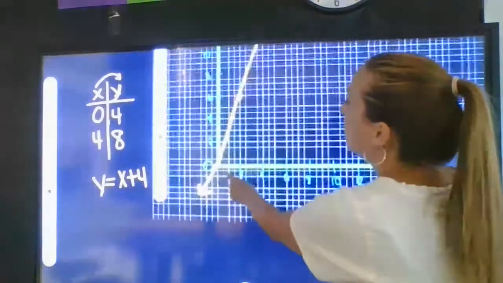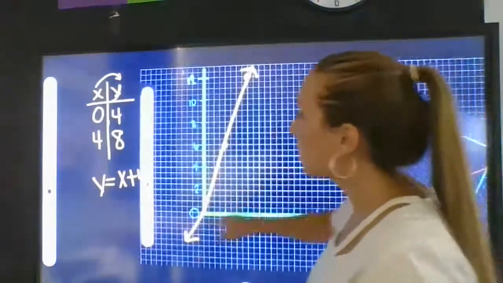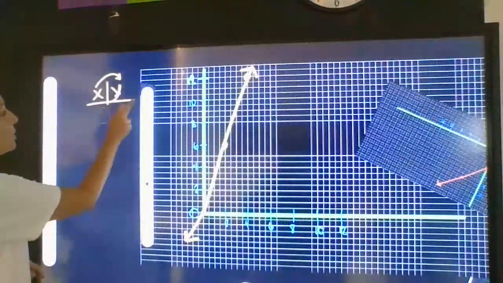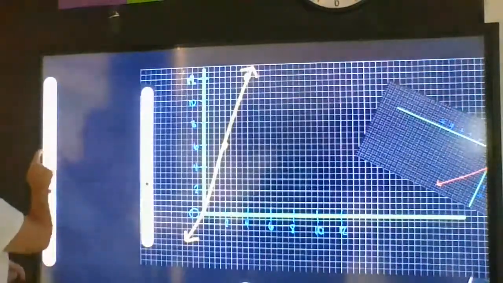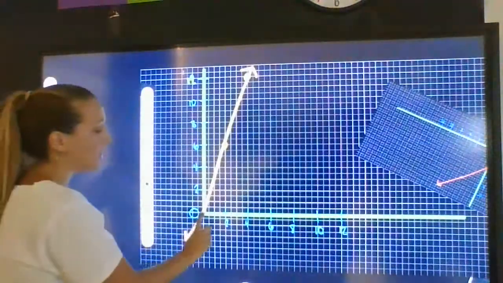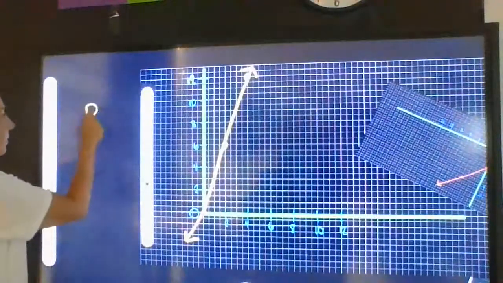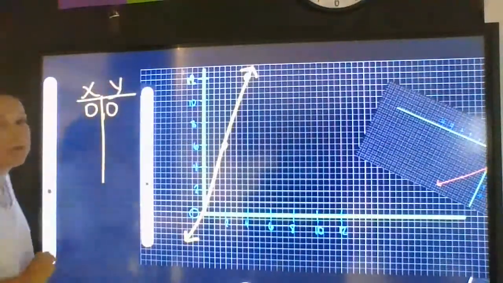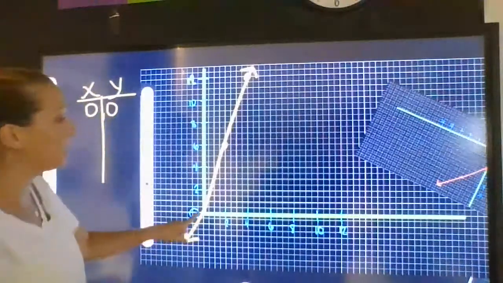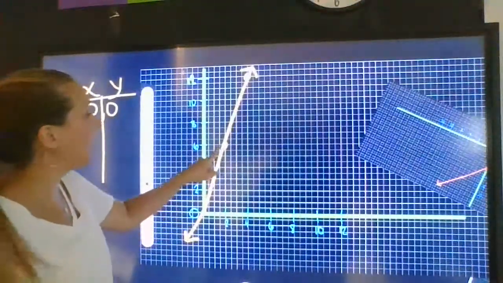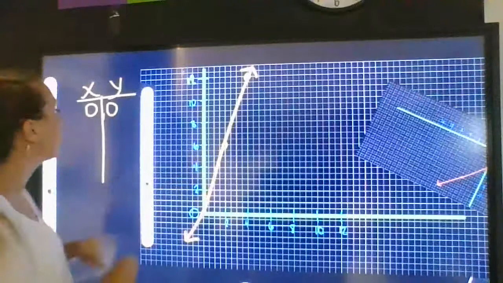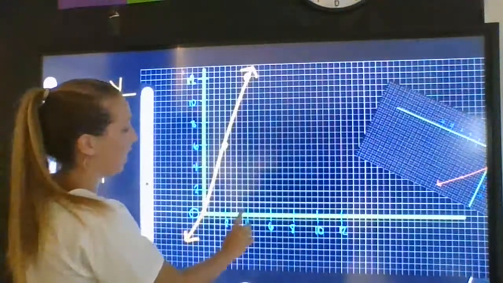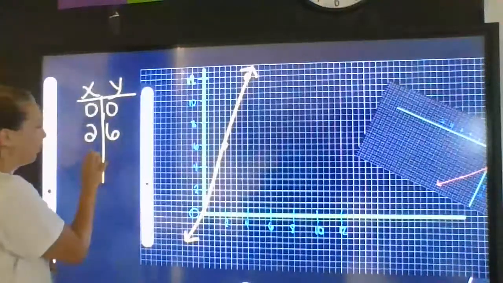All right, on this one, we're going to look at it just a tad bit different. We're going to first plot our points. So the first one we have is (0, 0). Now again, we can take this ordered pair and make it into a function table. That's completely fine. So first one we have is (0, 0). The next one that we have is (2, 6). And then the next one, we're going to plot one more. It's going to be (4, 12).